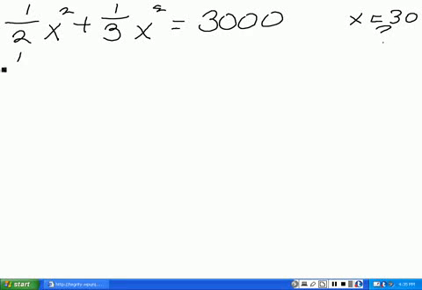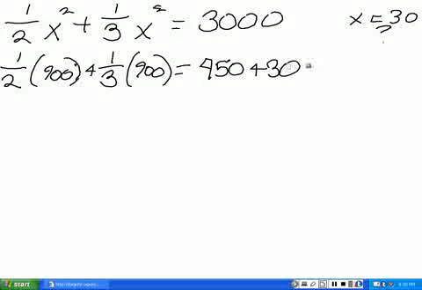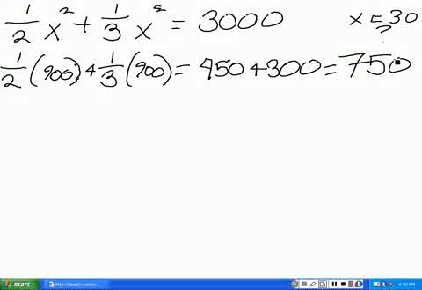I get 1/2 of, well, 900 plus 1/3 of 900, so that's 450 plus 300, 4, 5, 6, 750, which once again, that's the wrong answer. That's no problem with the method of false position. Now there is going to be one catch.